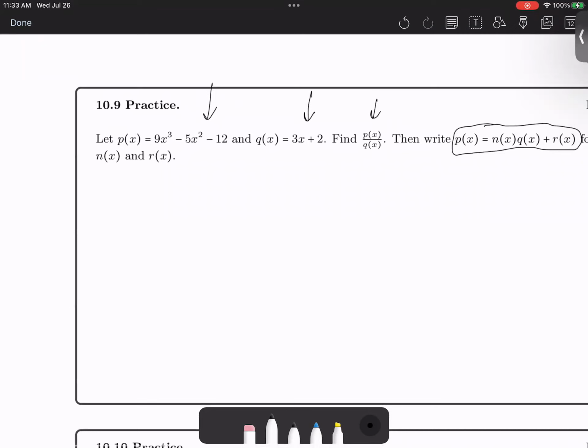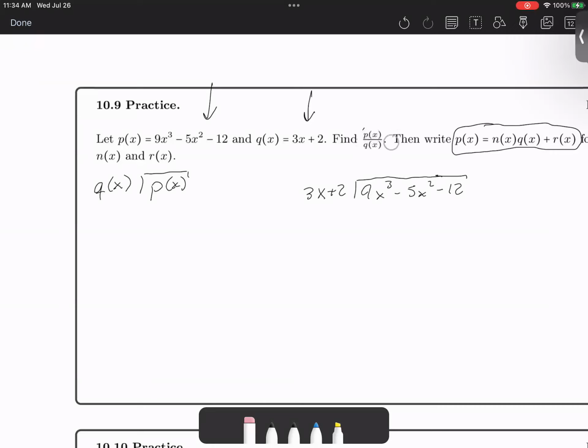So let's work on the division, p of x divided by q of x. And by long division, we write q of x on the outside of the garage and p of x on the inside. So q of x is going to be 3x plus 2 dividing into 9x cubed minus 5x squared minus 12. Okay. So I'm going to go through this process a little bit faster than the last video.